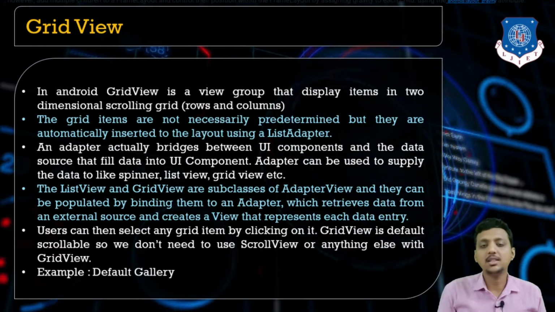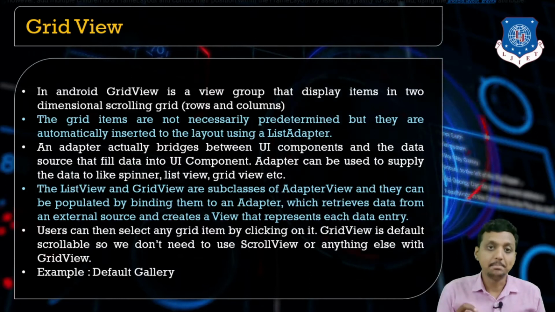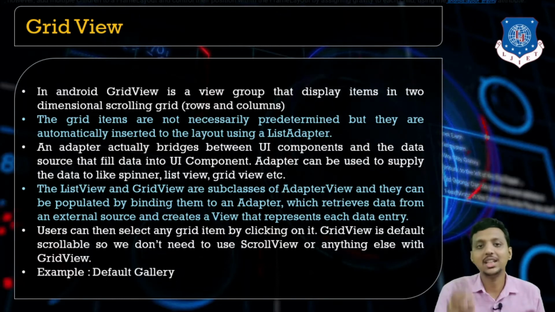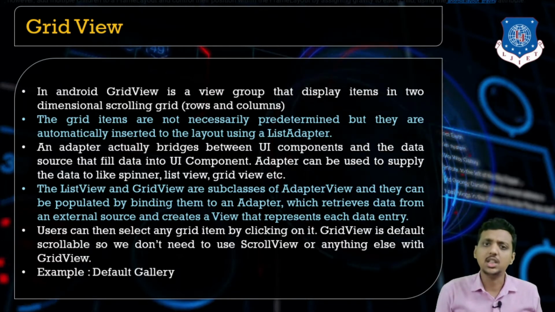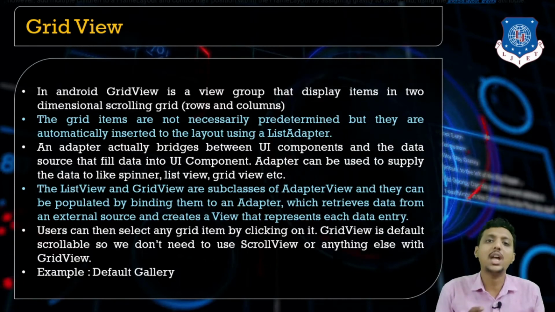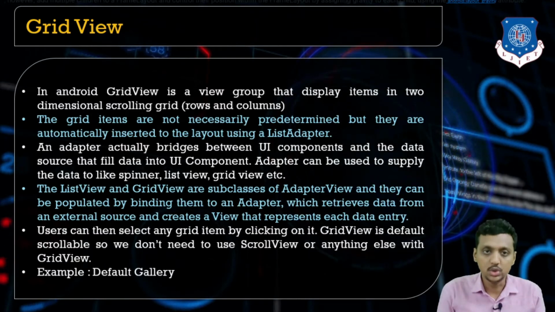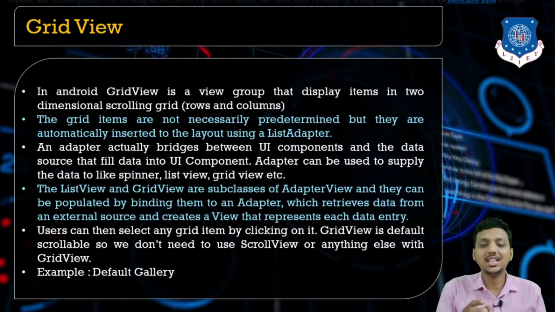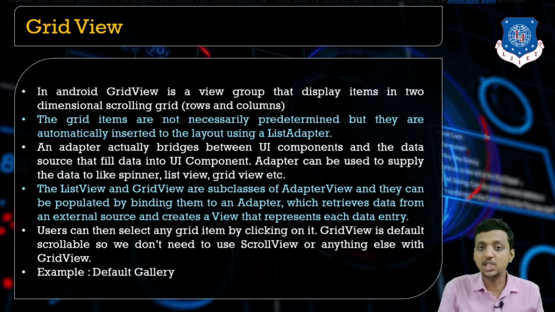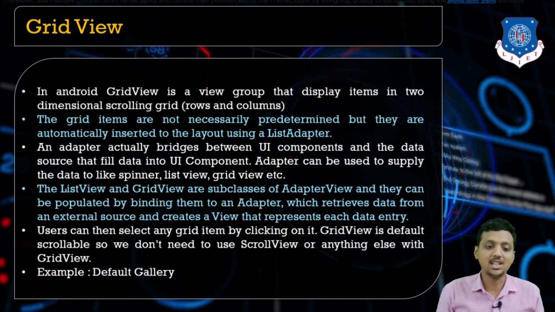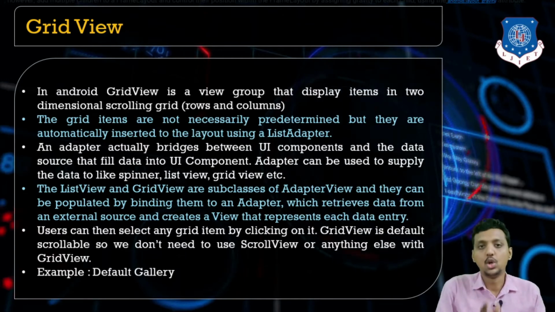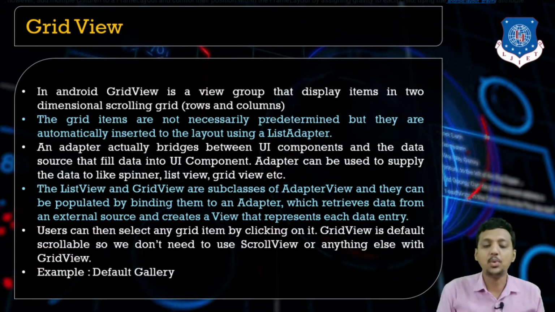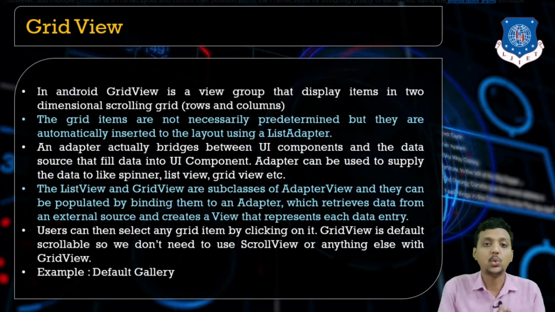Now, grid items do not need to be predetermined, but they are automatically inserted in the layout file by using the list adapter. So what is happening over here? Same as the list view, students, we are going to add our items in the grid view with the usage of adapters. The adapter obviously works as a bridge between the UI components and your data sources. The list view and the grid view are both subclasses of the adapter view. That's why they can be populated by binding them to an adapter.